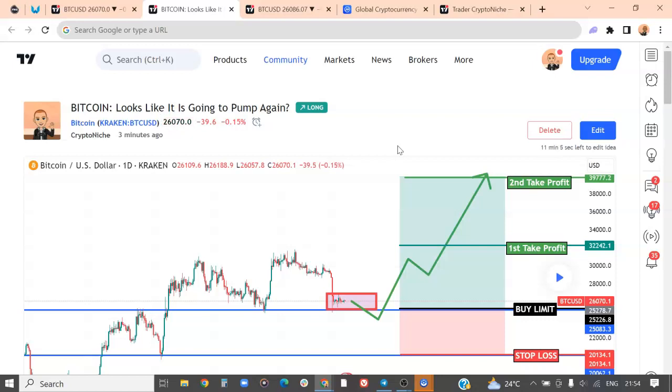So now you have an overview of possible movement of Bitcoin.